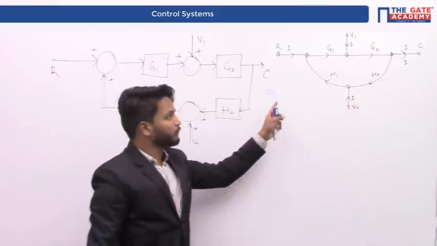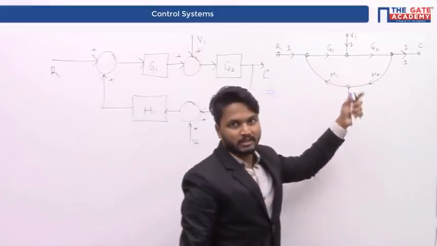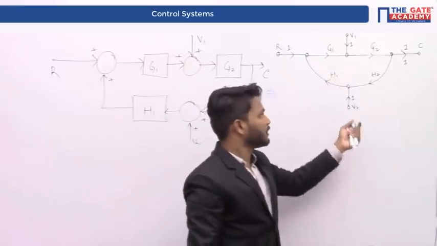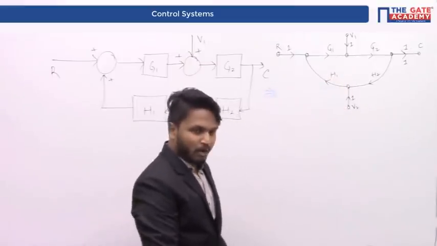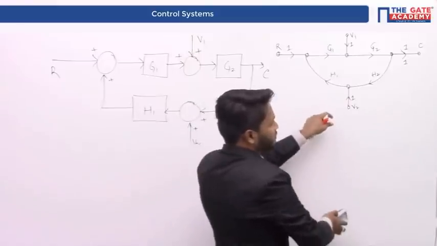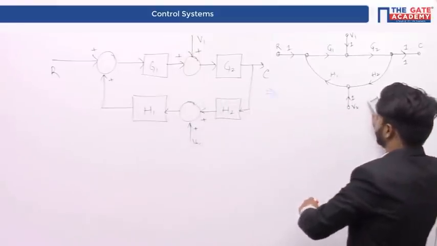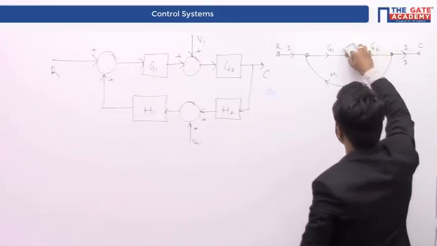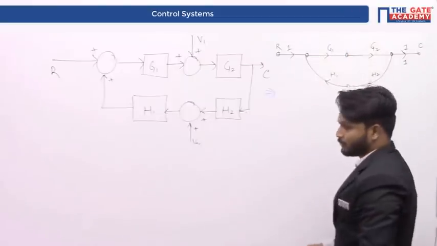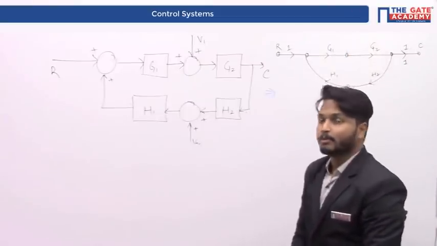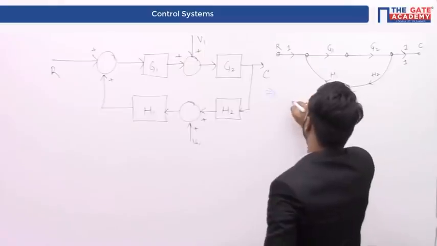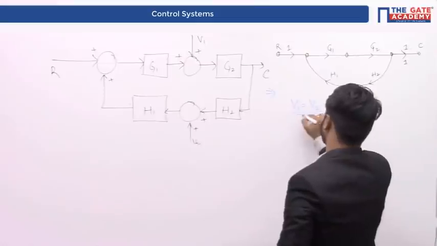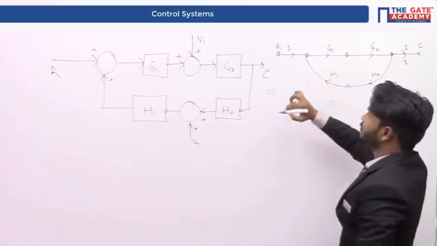In this particular signal flow graph, let us say only R is present and V1 and V2 are absent. So what I can do is I can just neglect these inputs, that is V2 can be neglected and V1 can also be neglected. Therefore, this is the system when V1 is equal to V2 is equal to 0, whereas R is the only non-zero input.